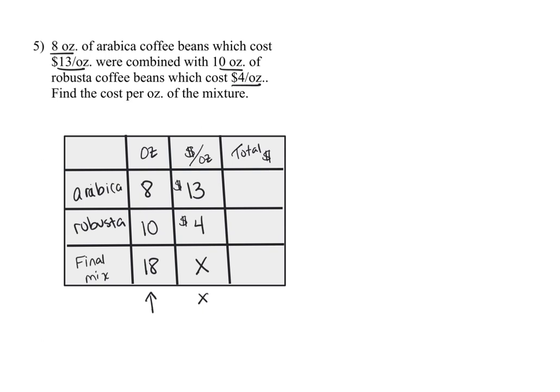How do I find the third column? Always, for every single one of these. So this is going to be 8 times 13. This is going to be 10 times 4. This is going to be 18 times x. Just like in every other problem, the first two blocks of this last column will always equal the bottom. So I have 8 times 13, which is what? 104 plus 10 times 4, which is 40, equals 18x.